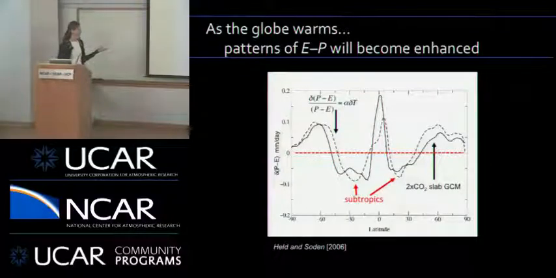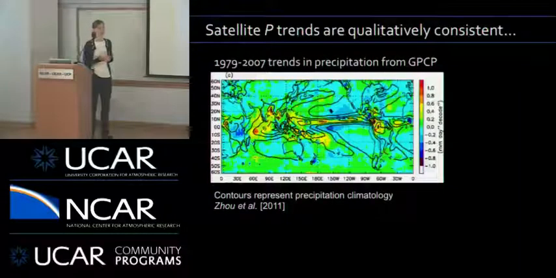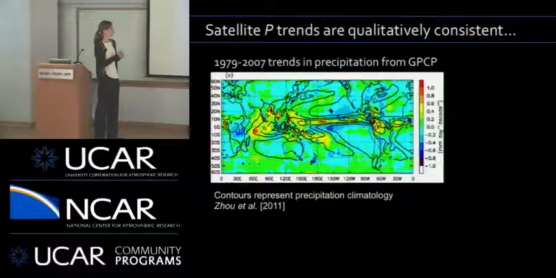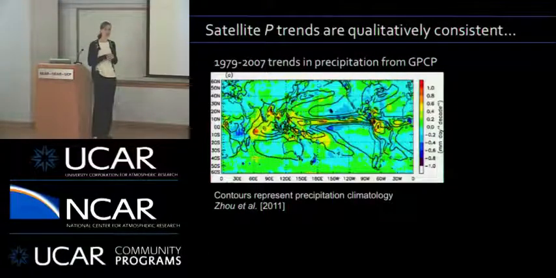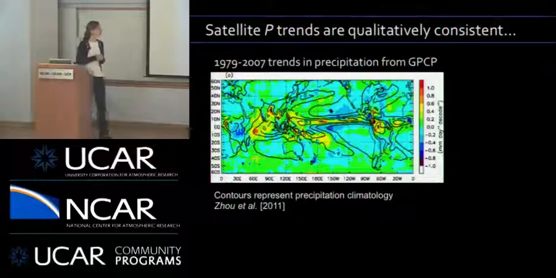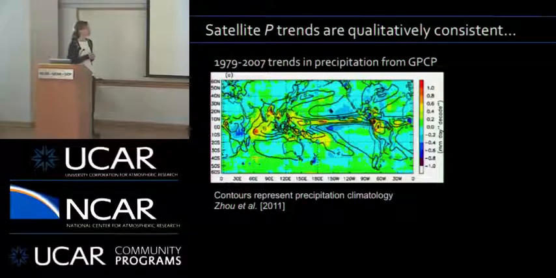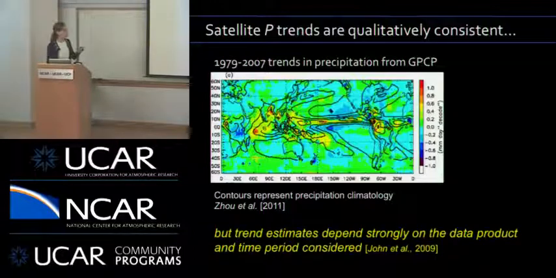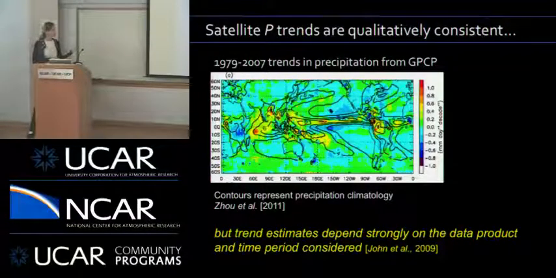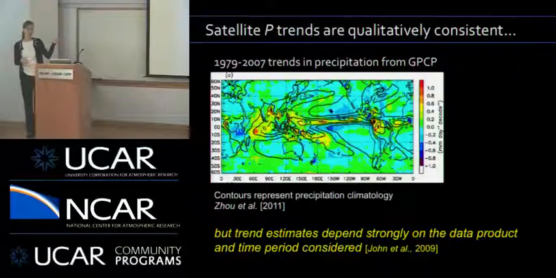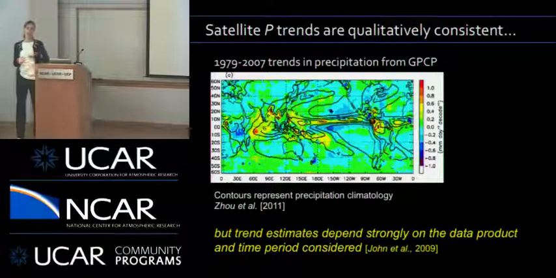Well, there certainly have been efforts to try using satellite records of precipitation. And here's one example where we're looking at the climatology of precipitation across the tropics in the contours. And then you see projected or estimated increases in precipitation in the colors, where the warm colors are showing possible increases and the cool colors are showing possible decreases. But we find that a lot of these estimates depend very strongly on the data product that's being used and also on the time period that's being considered. And the other issue is that these sorts of observational estimates are ignoring the evaporation component of this hydrologic balance.